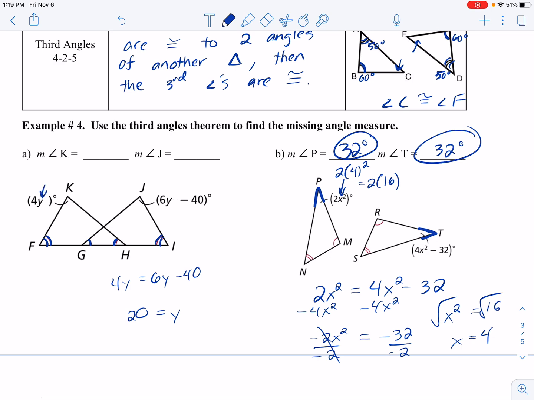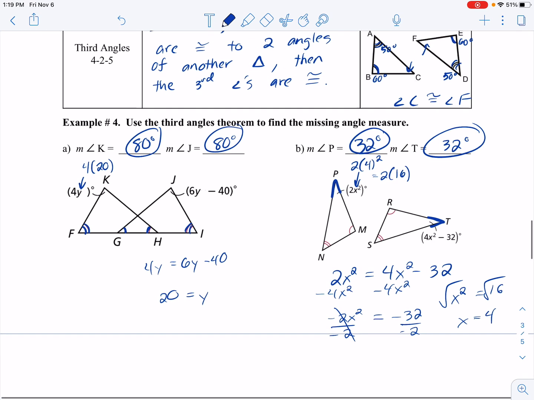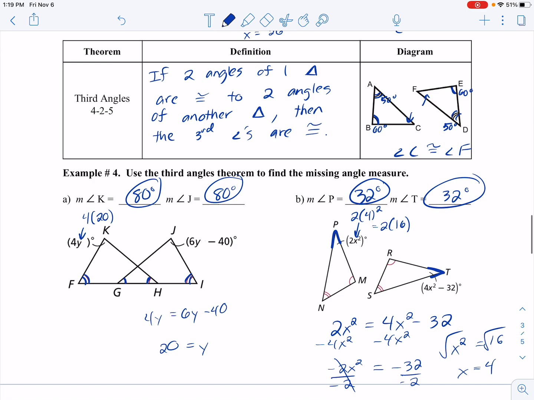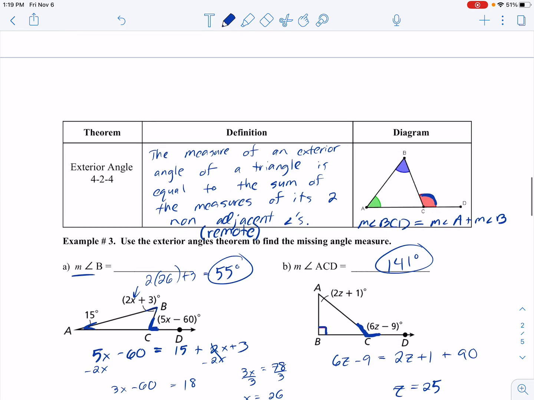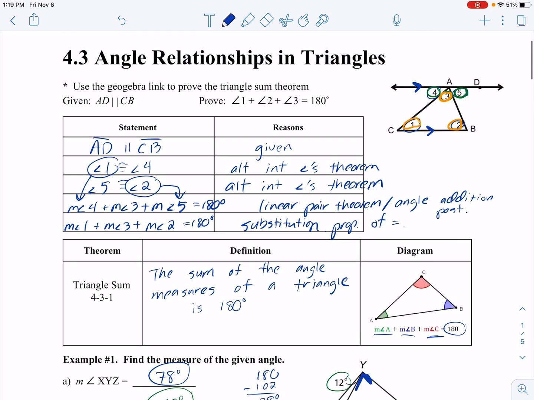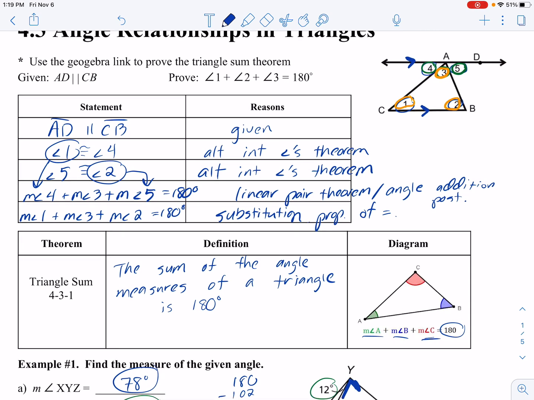Plug 20 in for, you can just do it for one of these angles. You get 4 times 20, which is 80 degrees for both of these angles. Okay, great job. 3 theorems that we threw at you today: third angles theorem, exterior angles theorem, and the triangle sum theorem. 3 angles of a triangle always sum to 180 degrees. You'll be using those on the homework, and we'll be practicing these in class.